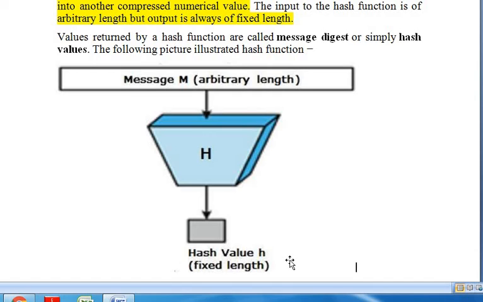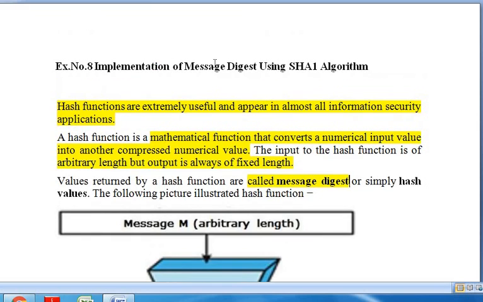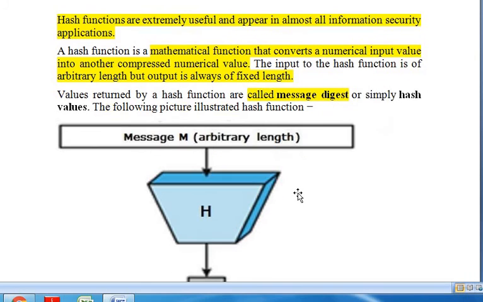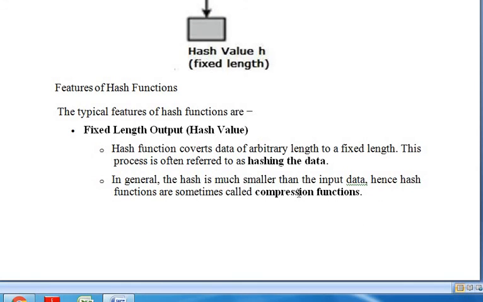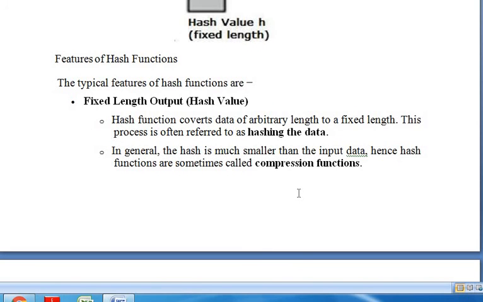The value returned by the hash function is termed the message digest. So what is meant by message digest? The value returned by the hash function, that is of fixed length, is called the hash value or message digest. So the question itself tells you that you can use the implementation of the SHA-1 algorithm, because the SHA-1 algorithm gives an answer that is known as a message digest, that is, a hash value. Some of the features and mechanisms we need to know about hash.